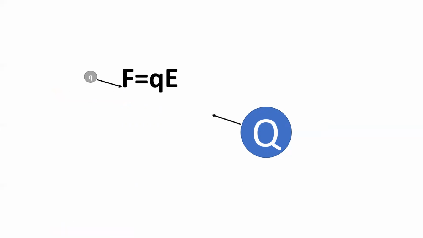Now, if another object is introduced in the electric field of the first charge, we call that the test charge. And the charge of this new object, the test charge, is significantly much smaller than the first, or the source charge. So the test charge will feel a force of magnitude given by F equals qE, where q is the value of the charge in coulombs and E is the strength of the electric field, given by the SI units newtons per coulomb.